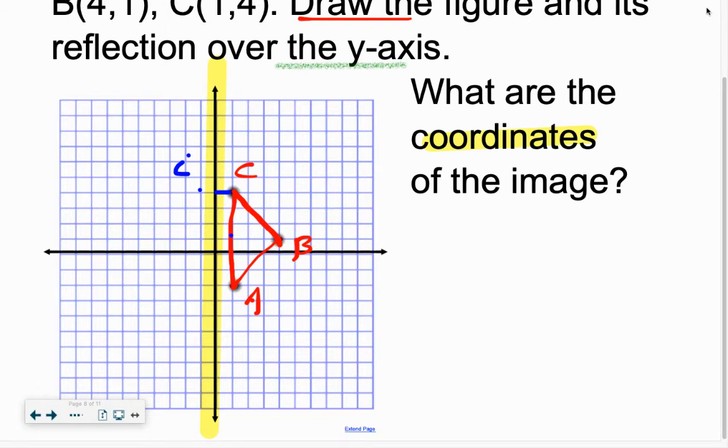B, count carefully, 1, 2, 3, 4 over to the right, reflect it, flip it over that y-axis, 1, 2, 3, 4 spots. For your B prime, again, if you want to make better dots, you can do that as well. And then A prime just over 1. Put a dot there and then connect it because it said draw the figure and its reflection. So this is the reflection.